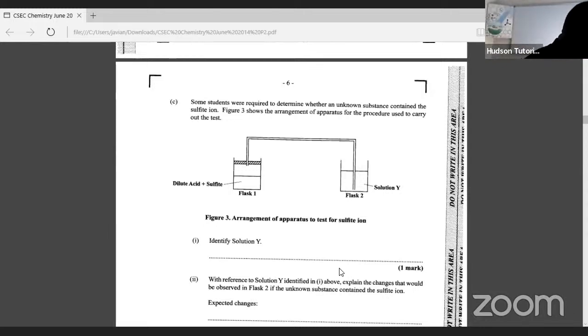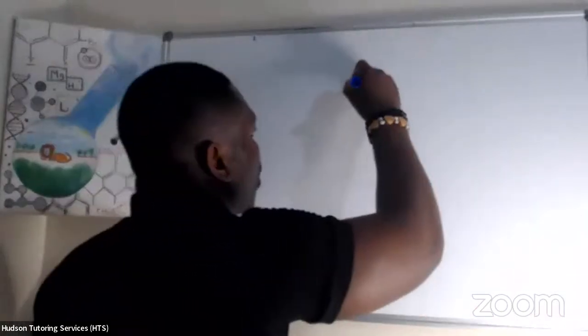So let's go and read the question once more. It says some students were required to determine whether an unknown substance contained the sulfite ion or not. So what does this mean now, guys? We have one beaker on this side that contains our sulfite ions, and then another beaker on this side that contains our solution Y. So we know definitively that it's sulfite. But what do we know about sulfite? We could actually test this based on a redox reaction, and let me explain why.